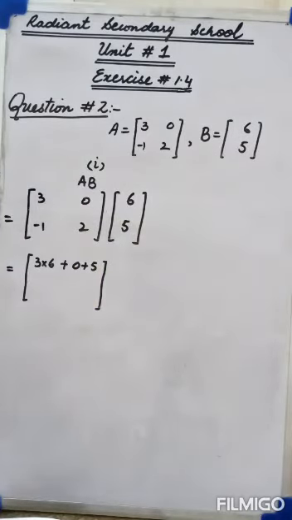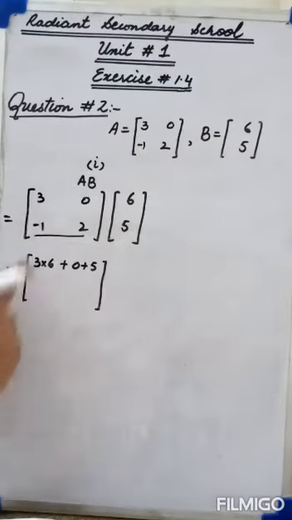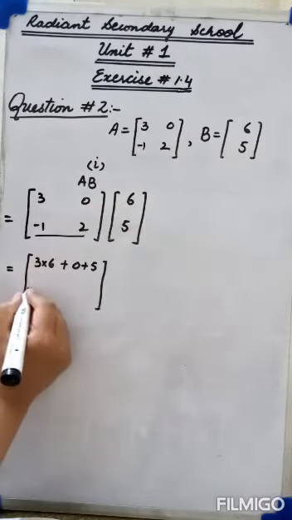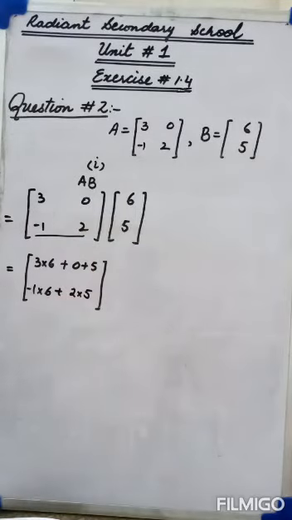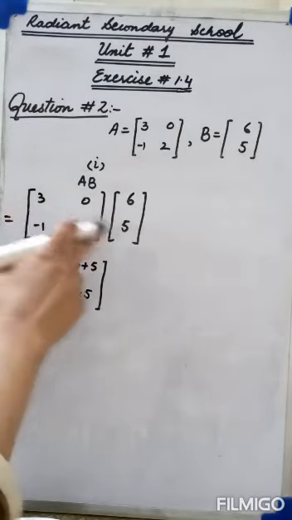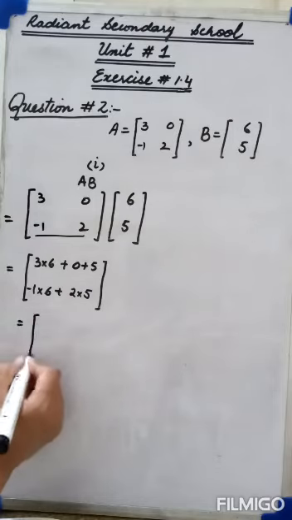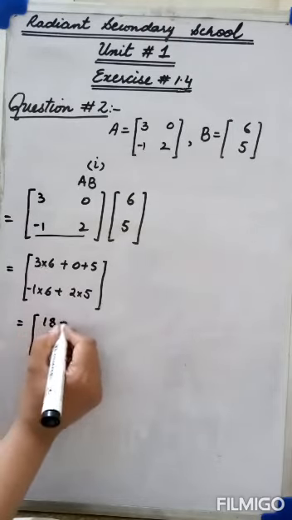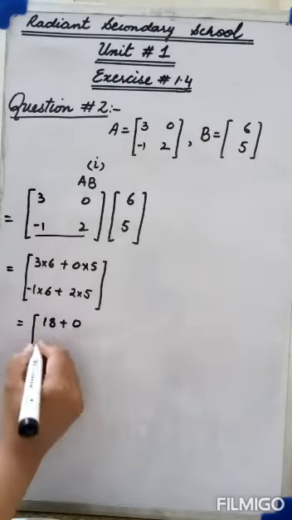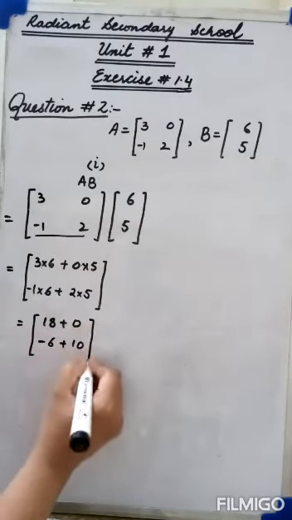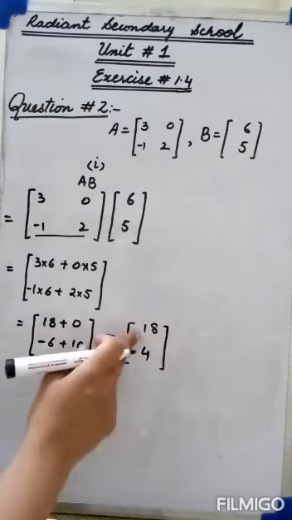Okay. Now we will take the second row. Similarly, the second row will be multiplied by each and every column. Minus 1 will be multiplied by 6, and 2 will be multiplied by 5 with a plus sign. Remember one point: a row multiplied by a column will give you a single entry. How a single entry? You can see 3 multiplied by 6 is 18, plus 0 multiplied by 5 is 0. This is minus 6 plus 10, and the answer will be 18 and 4. Now you can see there is a single entry.